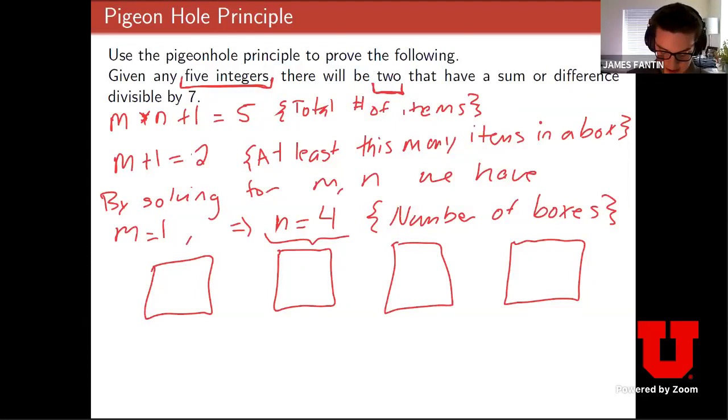And then we want to start thinking about, so we know we have 4 boxes just by solving these equations. But we want to think about what we can put into the boxes. We're going to be putting integers, but we want to have some special way to place integers in these boxes. So go ahead and take about a minute or two and think about what items we could put in these boxes to make this problem work, so we can show that the sum or difference of 2 items in a box is divisible by 7. Let's think about that for a little bit.